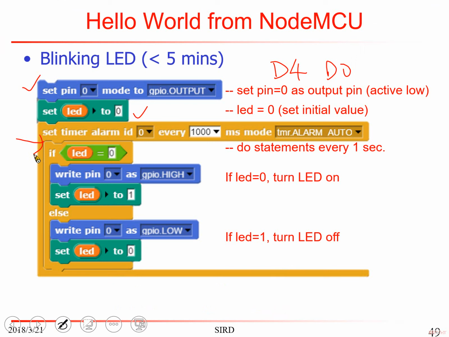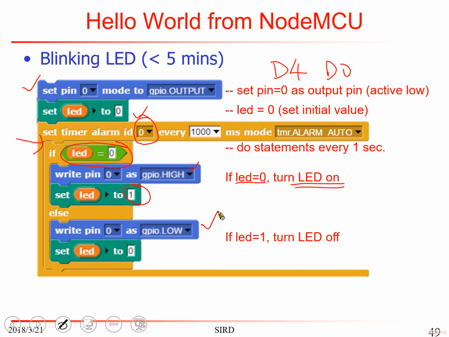We actually have 7 timers you can use, and this is timer 0. They are 0 to 6, so you can choose any timer you like. And then you use a block called if else. So if the current LED is 0, then you turn the pin to high. Actually, the logic here is: LED is 0, you turn the LED on, and you set LED to 1. Otherwise, you set the LED to 0, and you set the pin to low.